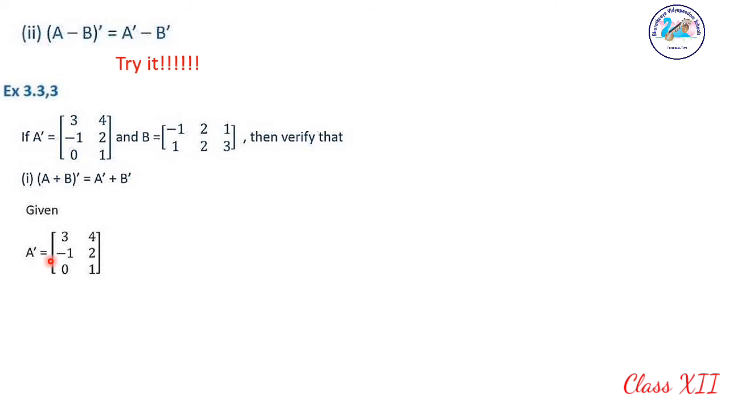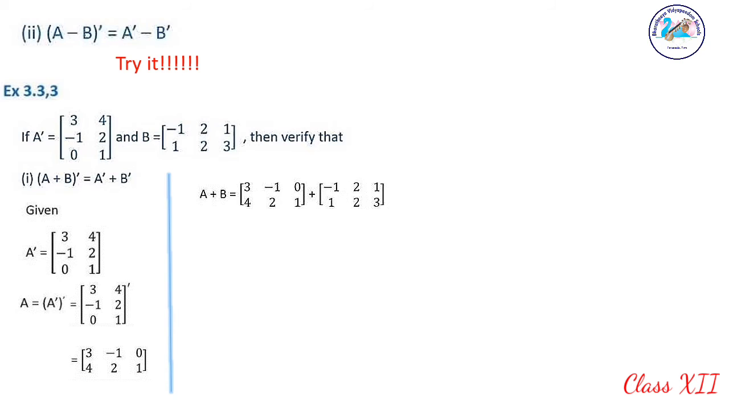So given A transpose is equal to matrix 3 4 minus 1 2 0 1, then by using the property A is equal to A transpose the whole transpose. Means A transpose is this one, we have to take the transpose of this matrix. 3 4 minus 1 2 0 1 the whole transpose. Means just interchange the rows and columns. Here first row will be coming as first column, second row will be coming here as second column, third row will be coming as third column. It's written.